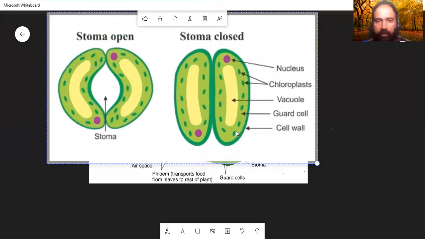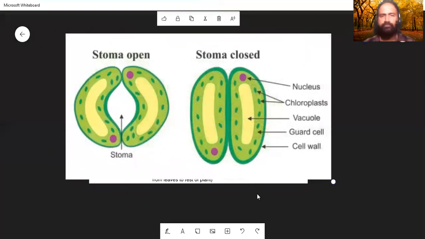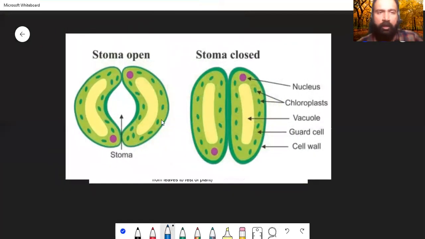Now here you can see the structure of stomata. Both are stomata. This is the open stomata and this is the closed stomata. A gate can be open and a gate can be closed, right? In the same way, stomata is open here and right inside stomata is closed.